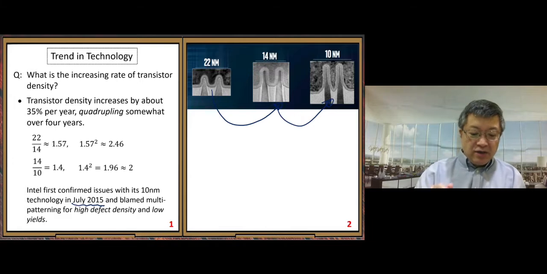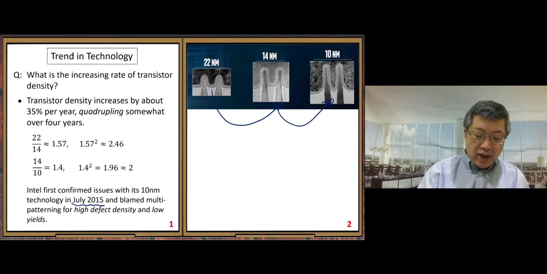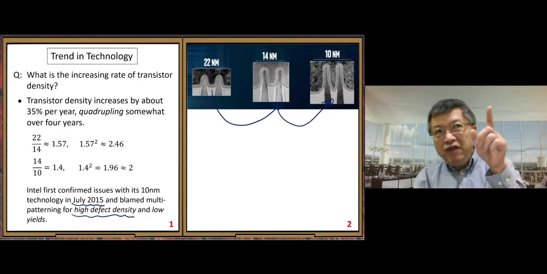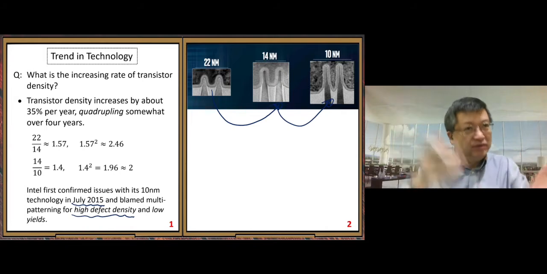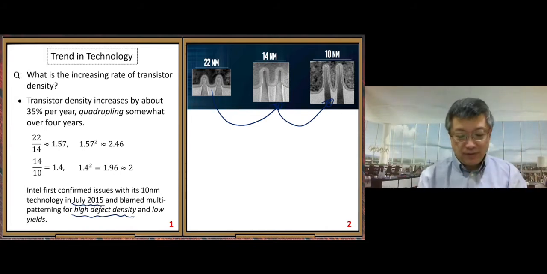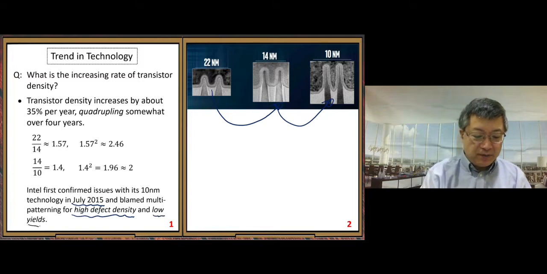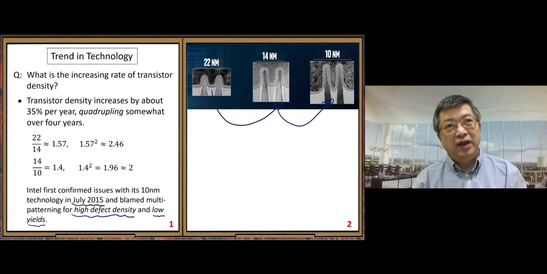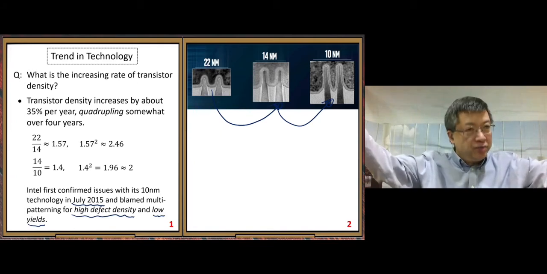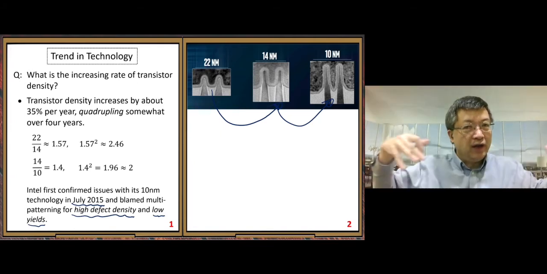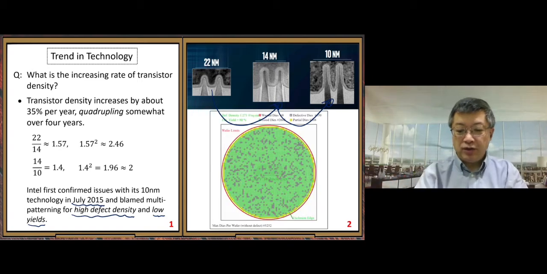The reason, they gave it here, and blamed multi-patterning for high defect density. Defect density, another concept. Too much density of defects. And the low yields, another important concept in computer chip manufacturing. Yield is the ratio of good chips over all chips produced on a wafer. So I show you this picture, the wafer.